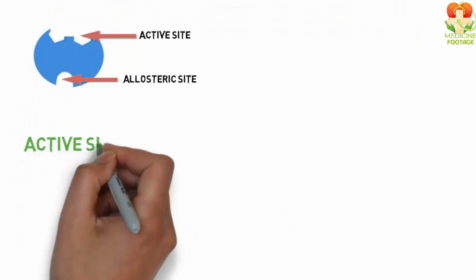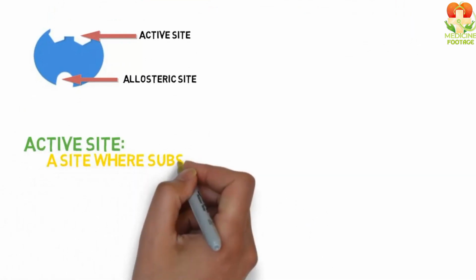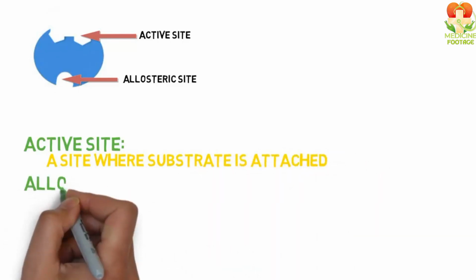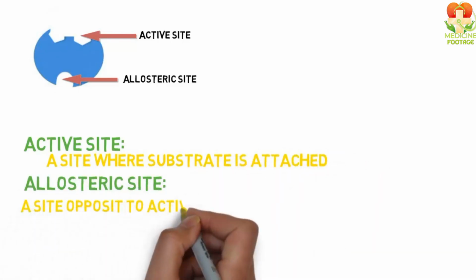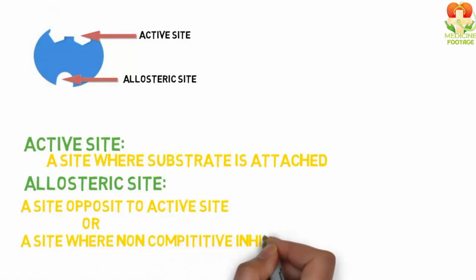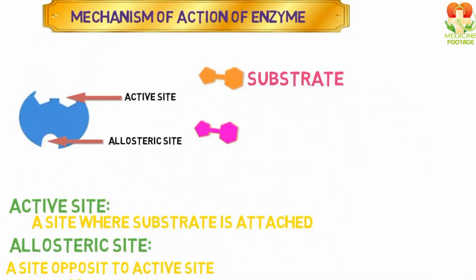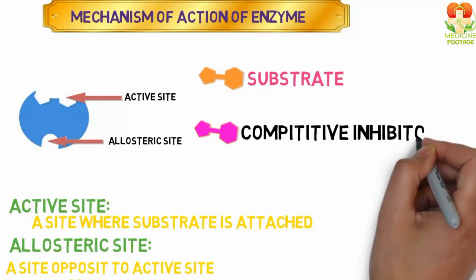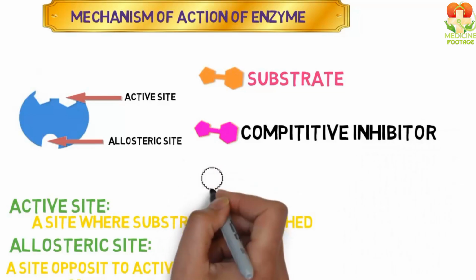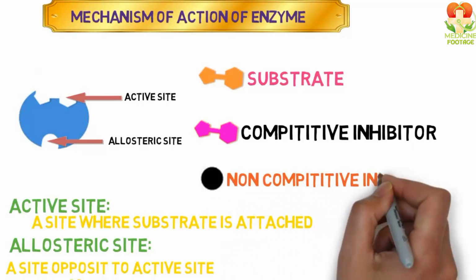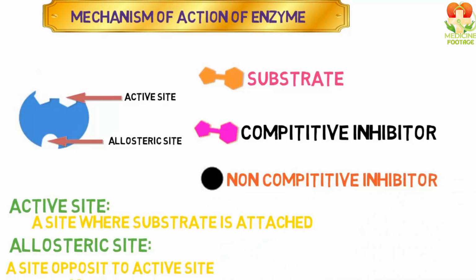What is an active site? The active site is where the substrate attaches, and the allosteric site is the opposite site where a non-competitive inhibitor attaches. This orange structure here is the substrate, and this is the competitive inhibitor, which resembles the substrate. And this is the non-competitive inhibitor, which fits into the allosteric site.